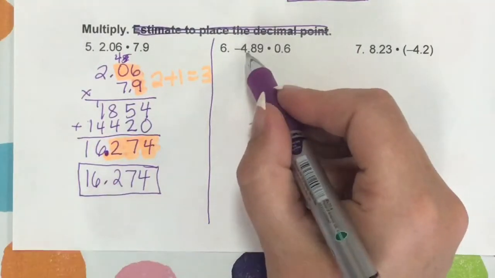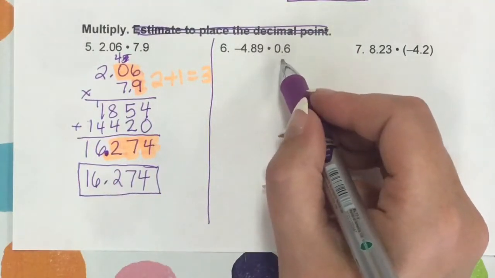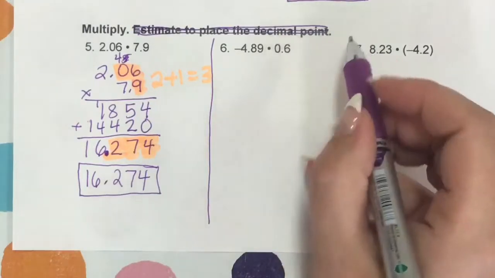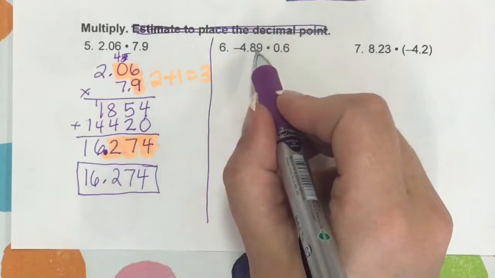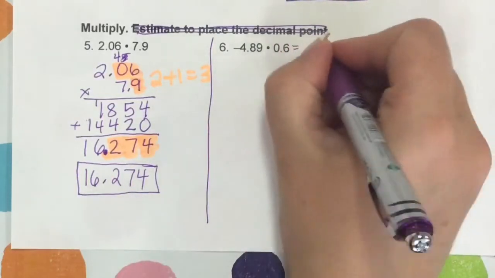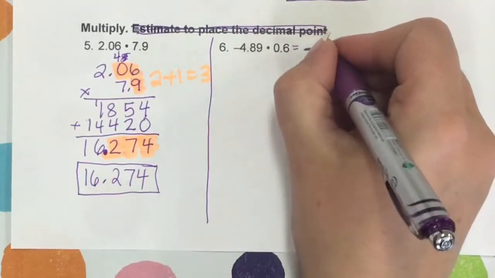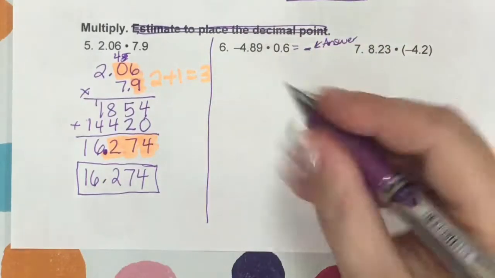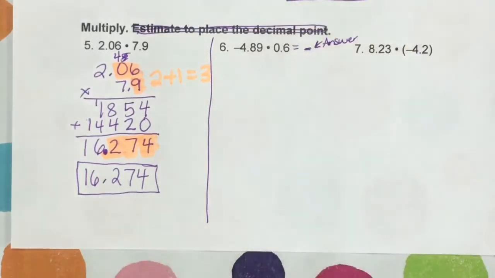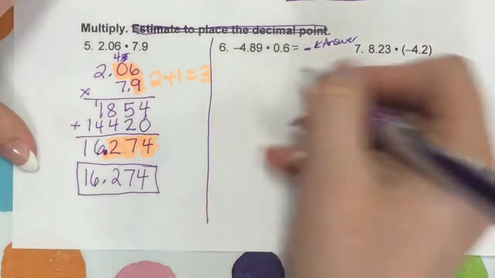So we have negative 4.89 times 0.6. So with this problem, we have a negative multiplied by a positive again. Whenever you're doing a negative times a positive, you know that your answer is going to be negative. So that's going to come into play at the end, so we can't forget about that. And now we're just going to multiply. We're going to write the numbers down.